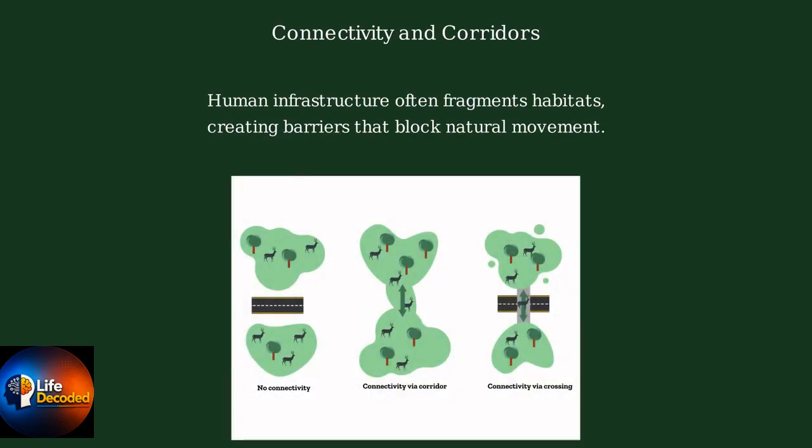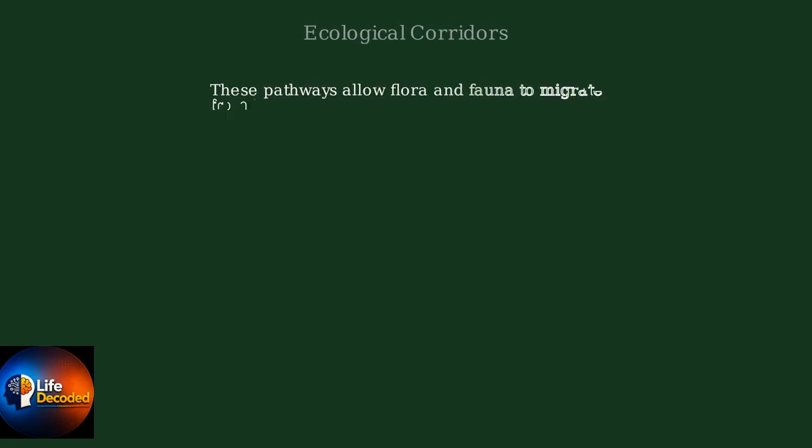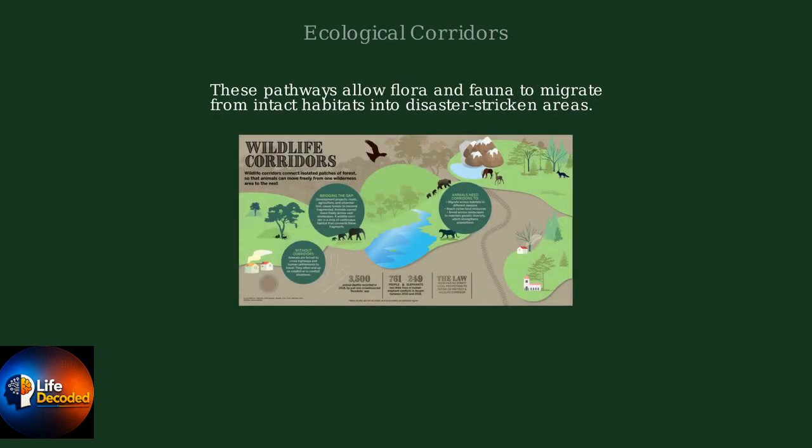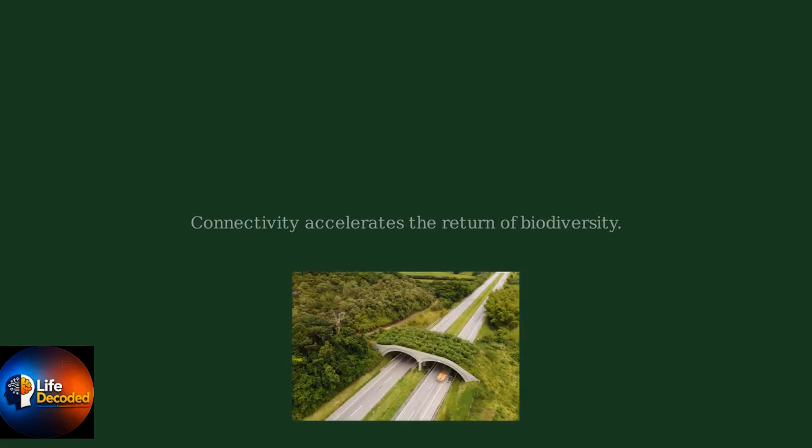Landscape-scale colonization depends on ecological connectivity. When infrastructure like roads cuts through natural areas, it creates fragmented zones where species struggle to move. Ecological corridors are vital. They provide pathways that allow flora and fauna to migrate from nearby intact habitats into disaster-stricken areas. This facilitates the return of biodiversity by bridging fragmented segments. By restoring connectivity, we create a landscape capable of self-healing. These pathways turn isolated zones back into functioning, connected ecosystems.